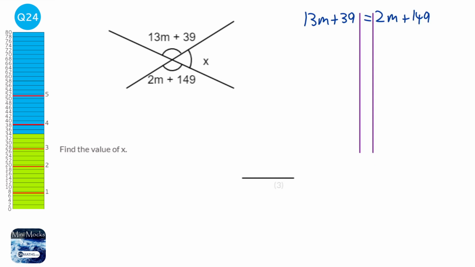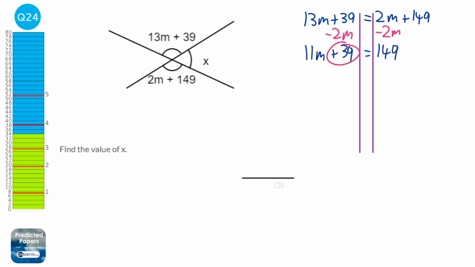To solve this, we first of all take away the smaller amount of m, because we've got m's on both sides and we can't really cope with that when we're solving. We've got a 13m and a 2m, so we're going to remove the 2m. We're going to take that away from both sides to start off. And so we're left with 11m plus 39, and we've just got the 149 on the right hand side.